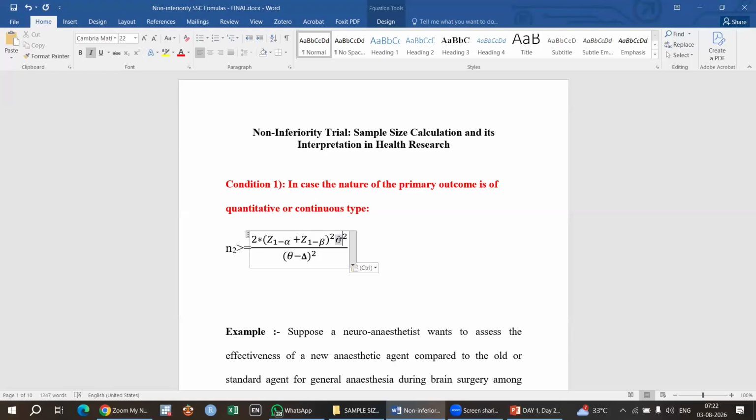So what have we done? I think we have done each and everything. Here it is not theta, it is delta. Delta is your non-inferiority margin. So if I want to do this trial with 90% power of study and 95% confidence interval, please tell me this yellow part value. We have already done it, so just tell me. 90%.